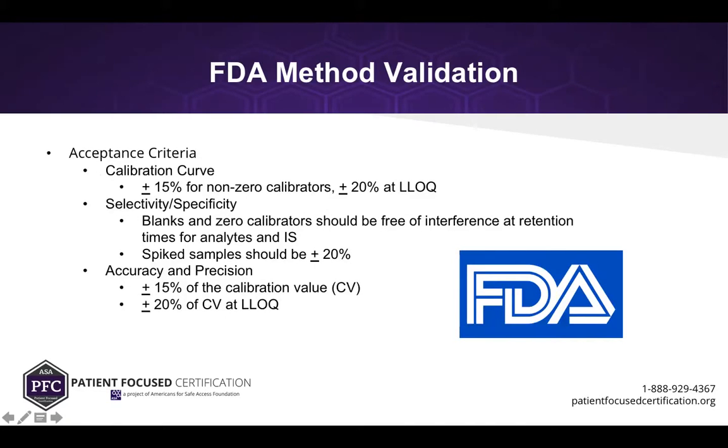The FDA also defines acceptance criteria. So for your calibration curve, you must be plus or minus 15% of the non-zero calibrators and plus or minus 20% of the lower limit of quantification. For your selectivity and specificity, your spiked samples should be plus or minus 20% of the expected value. For accuracy and precision, they must be plus or minus 15% of the calibration values and plus or minus 20% of the calibration value at the lower limit of quantification.